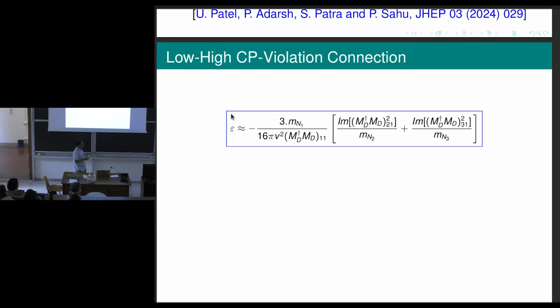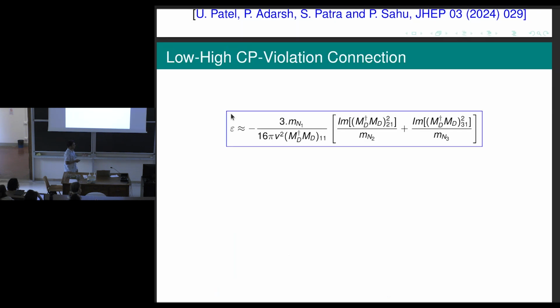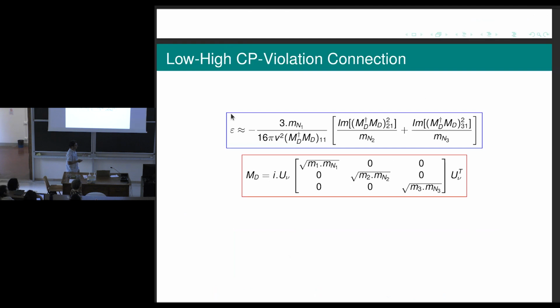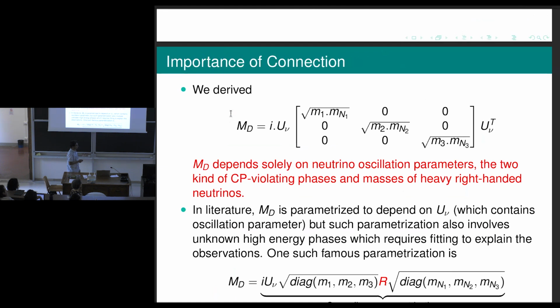So then we use this matrix structure to find the asymmetry, which directly depends on the structure of the MD. In this MD we have the CP violating Dirac phase delta, which is coming here, and then we have the Majorana phases. The importance of the connection is that MD depends only on the neutrino oscillation parameters and the CP violating phases, which come in the UPMNS, and the masses of the heavy and light neutrinos.